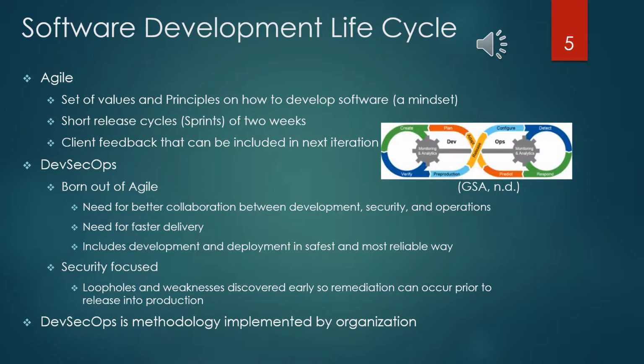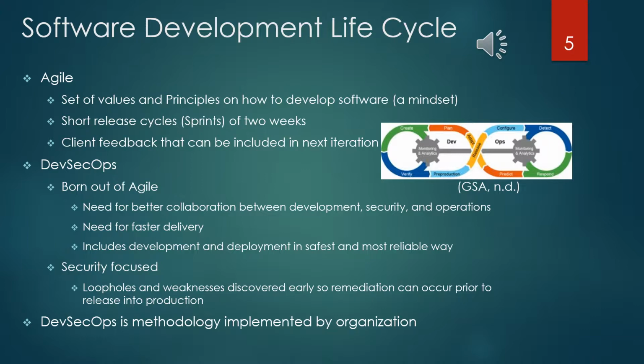The software development cycle we use focuses around the Agile method and DevSecOps. Agile is a process to develop software consisting of short release cycles that are called sprints. These short release cycles allow the customer to provide feedback that can be included in the next sprint cycle.